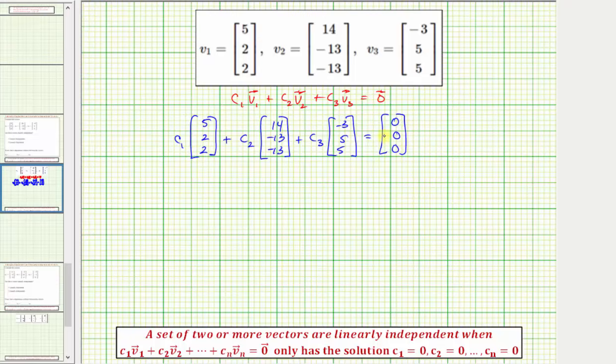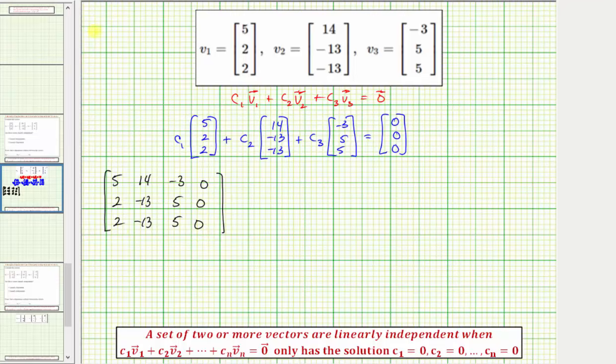Let's write this as an augmented matrix and then write it in reduced row echelon form. So we'll have a 3 by 4 augmented matrix where the first row would be 5, 14, negative 3, 0. The second row would be 2, negative 13, 5, 0. And the third row would also be 2, negative 13, 5, 0. So notice right away, row 2 and row 3 are the same.